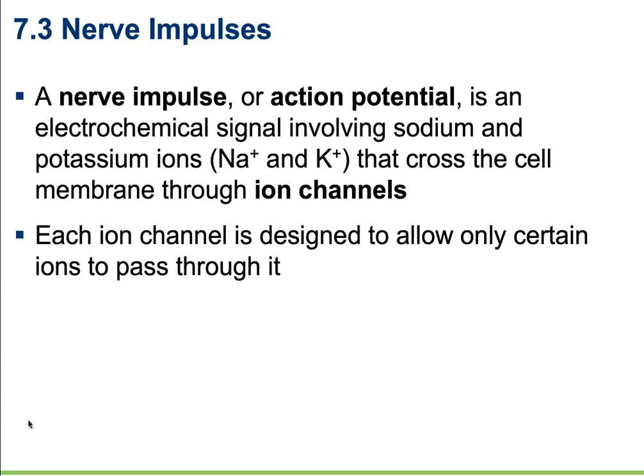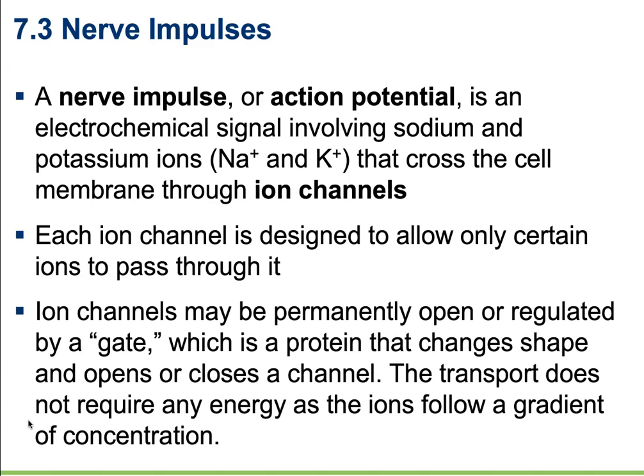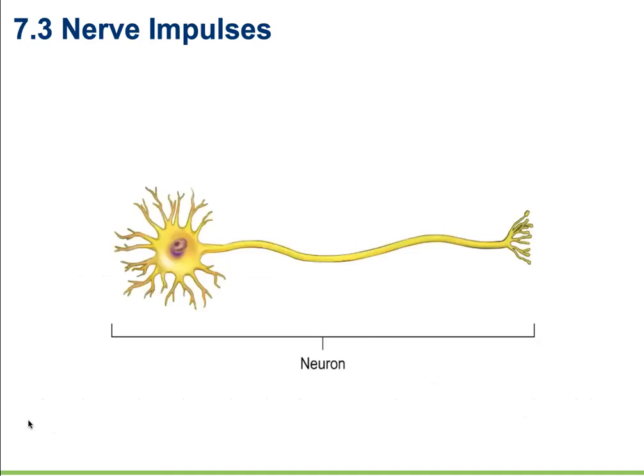Each ion channel is going to allow only certain ions to pass through it. Ion channels might be permanently open, or they could be regulated by a gate, which is just a protein that changes shape and either opens or closes the channel depending on the particular needs of that cell. The transport does not require any energy, as the ions are going to flow down a concentration gradient.